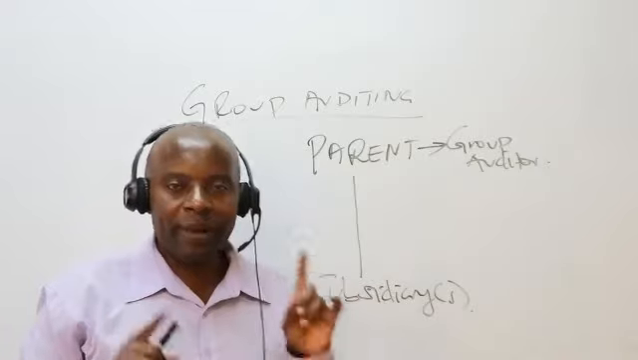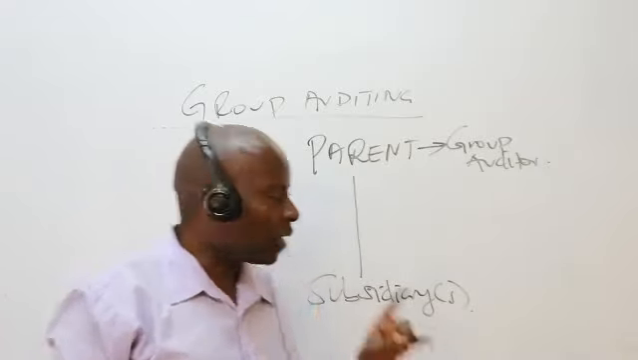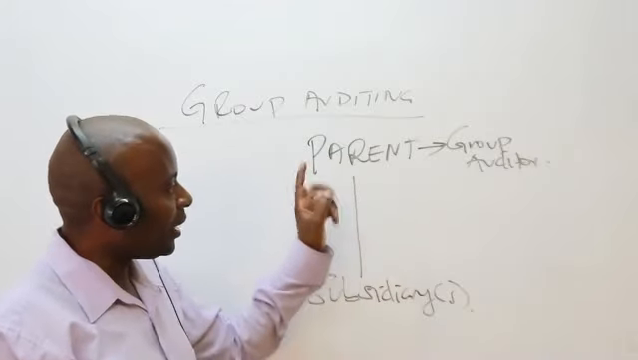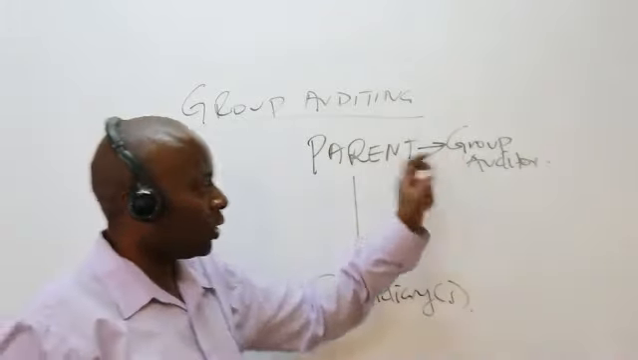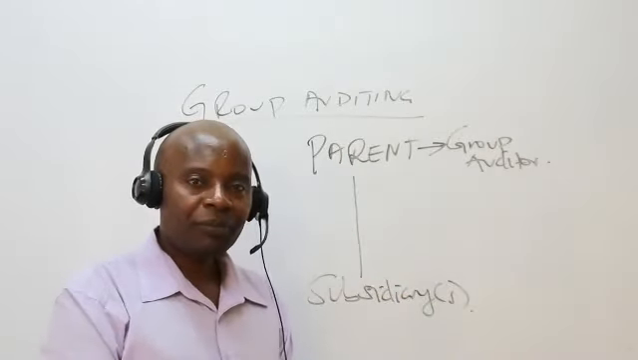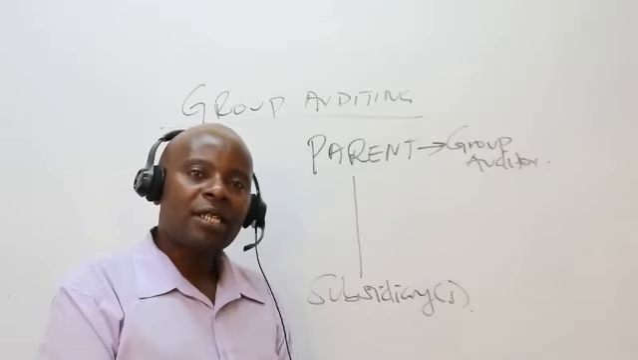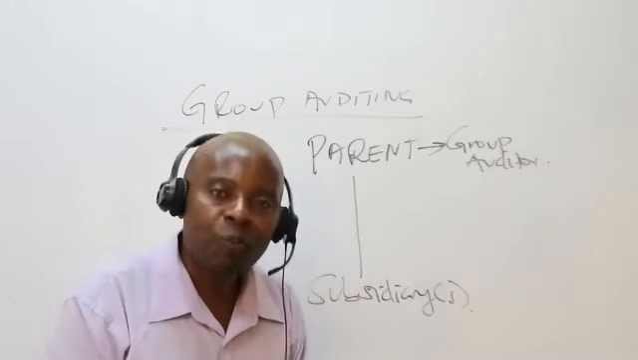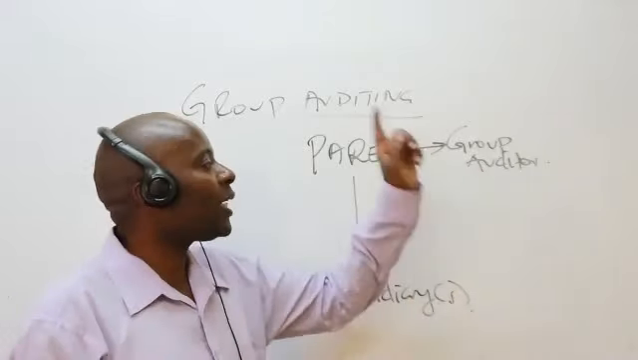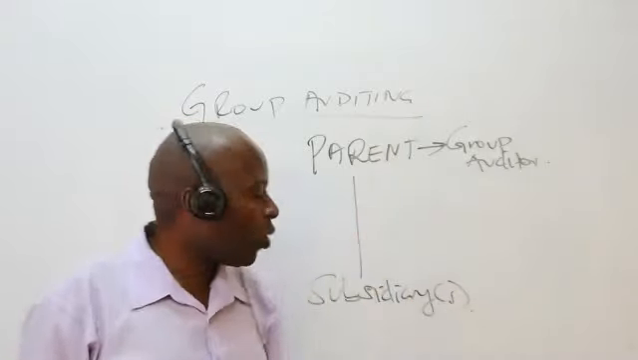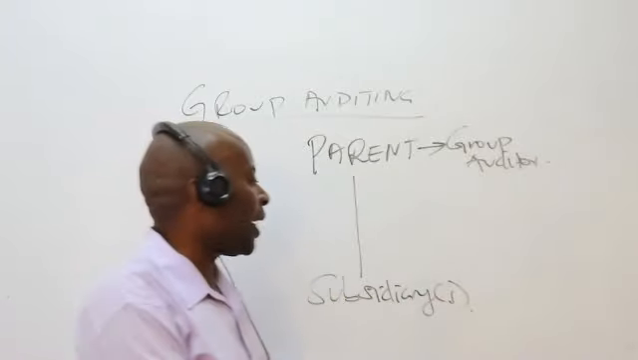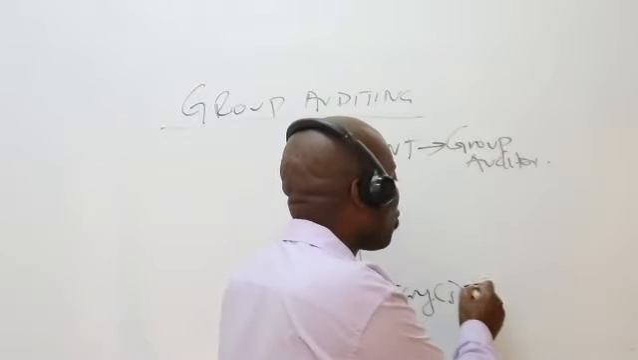Listen, what am I saying? What I'm saying, ladies and gentlemen, is very simple: we have the parent here. The parent is called the group who? The group auditor. It's called the group auditor. And then most importantly, this group happens to have subsidiaries, and the group auditor does not have to be the one auditing the subsidiaries. Actually, subsidiaries are normally audited by auditors whom we call what here?